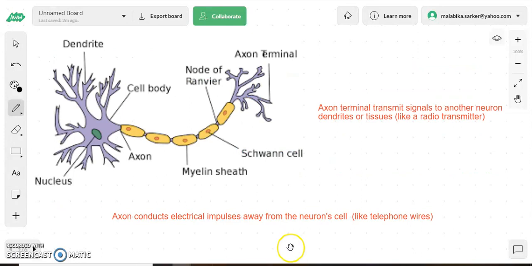This is a picture of the neuron from the Wikipedia page. You are familiar with this. This is the cell body with nucleus. These are the dendrites and this is the axon that we are talking about. In the question, what does it do? It conducts electrical impulses away from the neuron cell, like telephone wires. These are the axon terminals. They transmit signals to another neuron's dendrites or to tissues, like a radio transmitter.